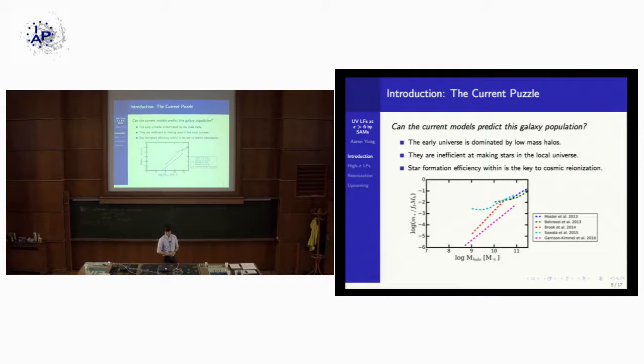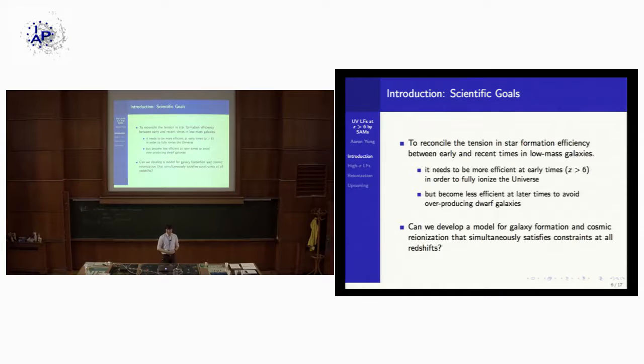So the remaining question is, can the current galaxy formation models predict this population? Or, in other words, do we know how to make these galaxies? The early universe is dominated by low-mass halos in the range captured in this diagram. However, as these z equals 0 abundance matching constraints reveal, low-mass halos are quite inefficient. They're not good at making stars, and some of them even fail to make stars at all. So star formation efficiency within these halos appears to be the key to the solution and the key to accurately modeling reionization.